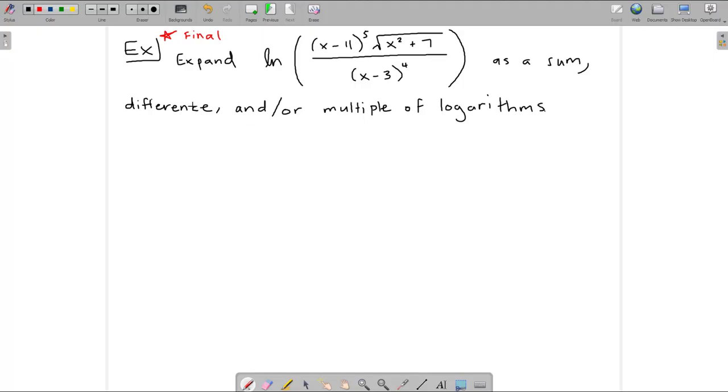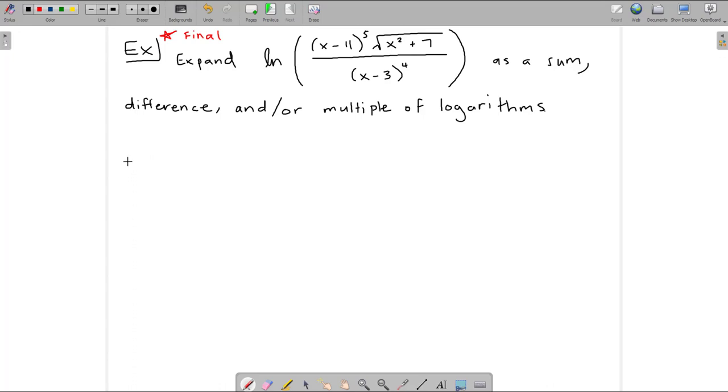Alright, and of course, one of these almost always shows up on the final. So let's go ahead and do a past final example. Expand the expression natural log of this whole thing, x minus 11 to the 5th, square root of x squared plus 7 over x minus 3 to the 4th, as a sum, difference, and or multiple of logarithms. So just using the properties that we know how to use now, we want to expand this. It looks very intimidating, but we just need to take it one step at a time, break it down, and it shouldn't be too bad.